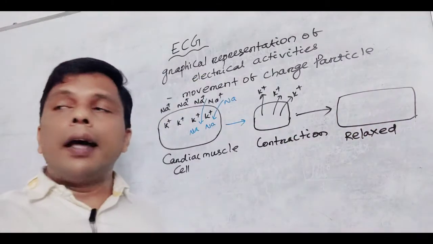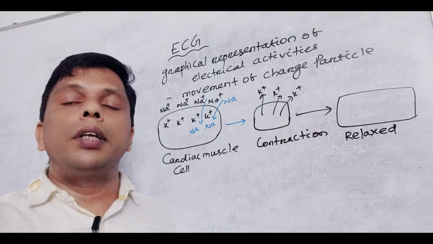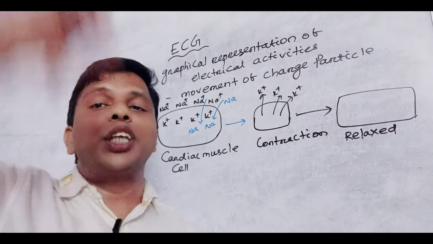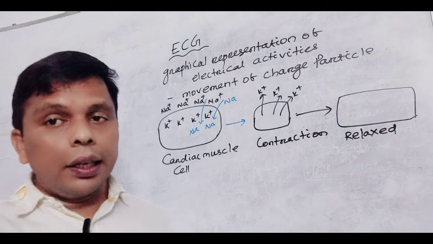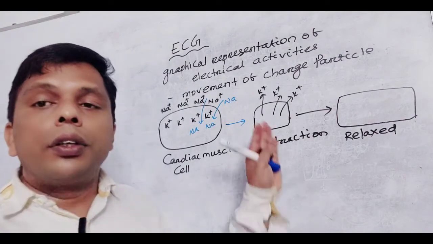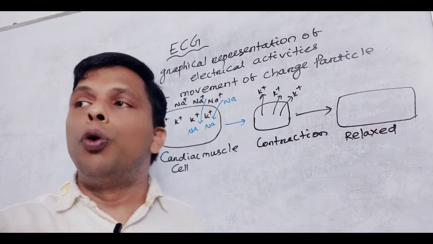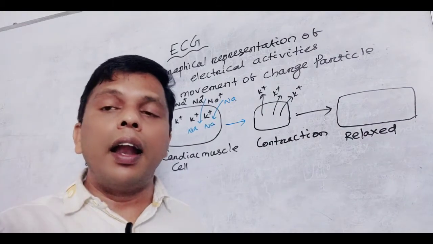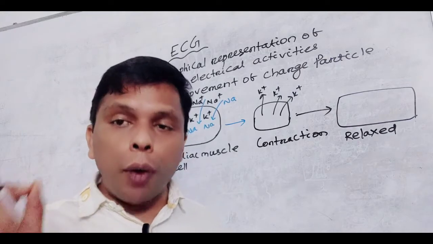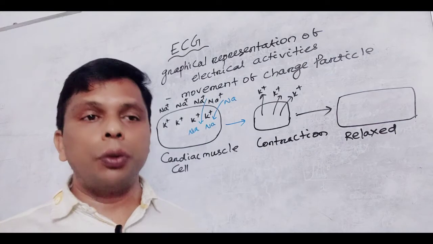So there is a continuous movement of ions. During contraction, sodium enters into the cell. During relaxation, potassium goes out of the cardiac muscle cell. So these are the flow of charged particles. The flow of charged particles generates the electrical signal of the heart that is detected by our electrocardiograph machine.